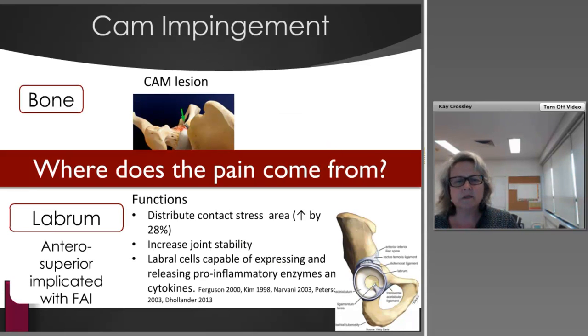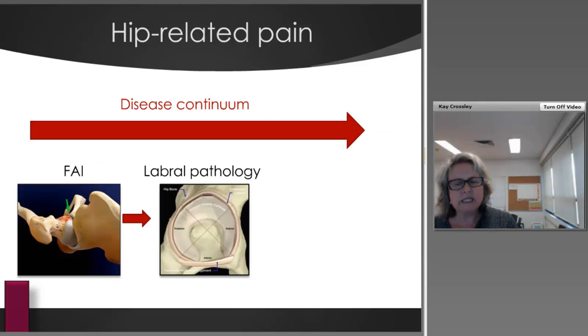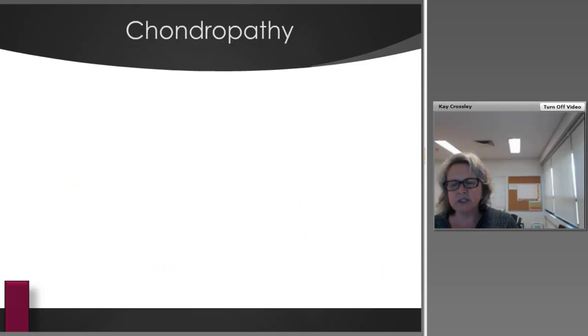And we also know that the labrum is very important in the hip, similar to the meniscus in the knee, to distribute the contact stress, increase the joint stability, and is a potential source of inflammation. We know that labral pathology is associated with an increased risk of chondropathy, so early hip osteoarthritis and also later disease. And so we believe there's a bit of a continuum where a person might initially start off with FAI, then develop labral pathology, and eventually develop early osteoarthritis and then later osteoarthritis.